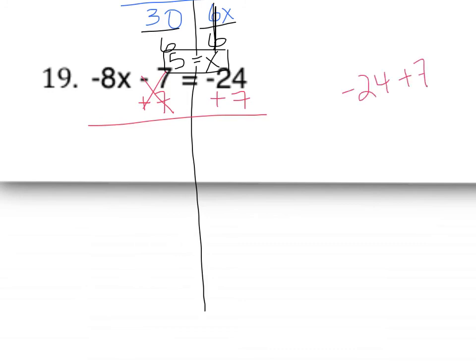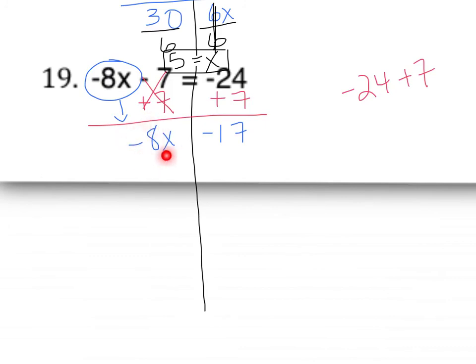Negative 24 plus 7. The way I look at this is I borrowed $24 and I paid $7 back. How much do I still owe? So I still owe 17. I didn't do anything with this yet, so I bring it down. So negative 8x. So I need to get rid of the negative 8.